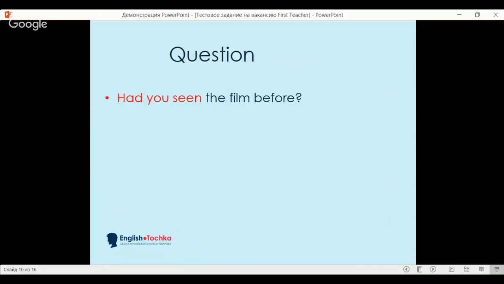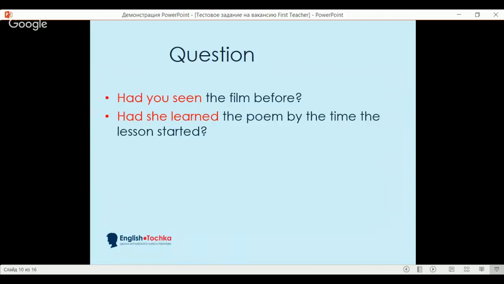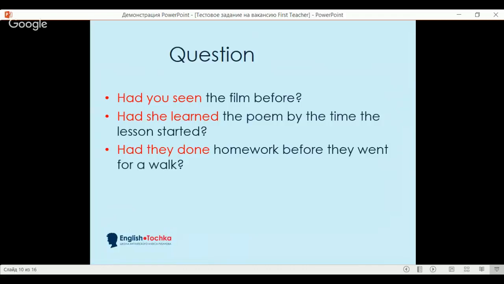Again, have a look at the sentences. Had you seen the film before? Had she learned the poem by the time the lesson started? Had they done homework before they went for a walk?